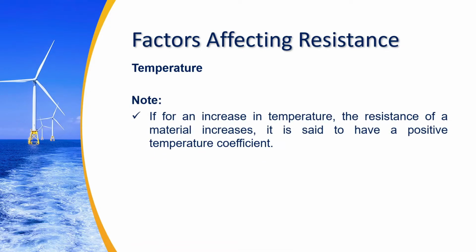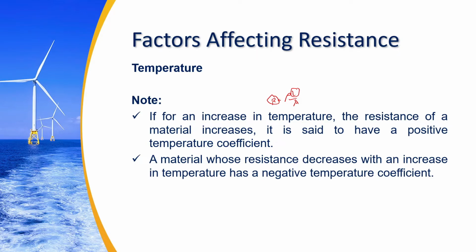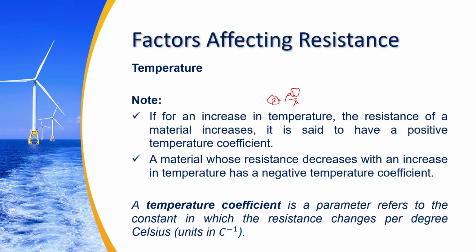Note: if for an increase in temperature, the resistance of material increases, sabi natin kanina, sa formula ng resistance is equal to rho L over A, wherein yung L is directly proportional sa resistance, it is said to have a positive temperature coefficient. A material whose resistance decreases with an increase in temperature has a negative temperature coefficient. A temperature coefficient is a parameter that refers to that constant by which the resistance changes per degree Celsius. So, unit niya is degree Celsius raised to negative 1.